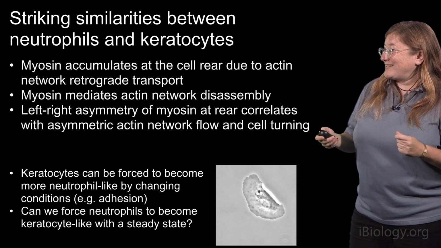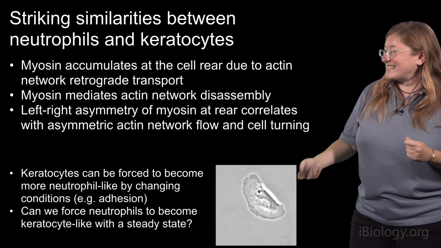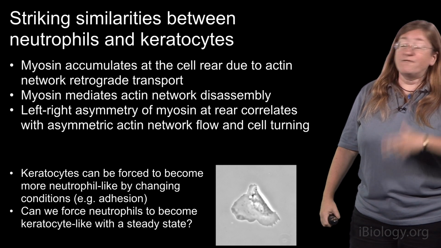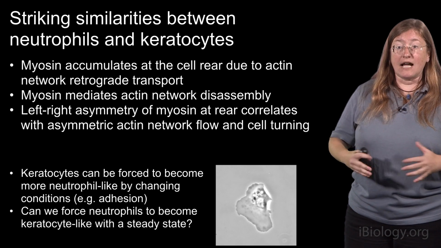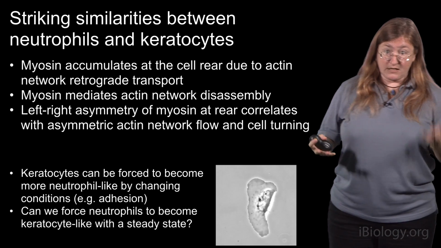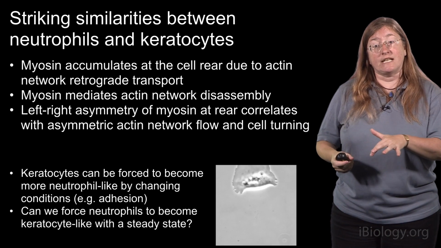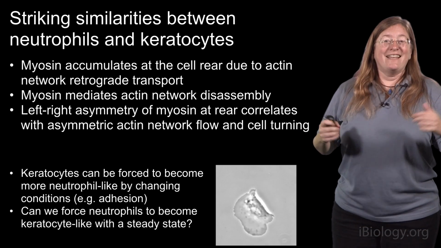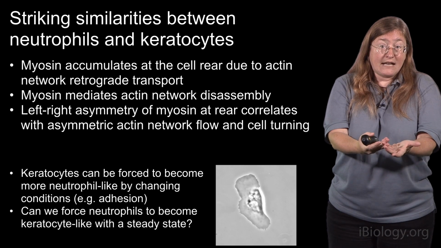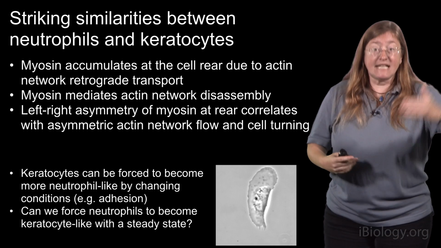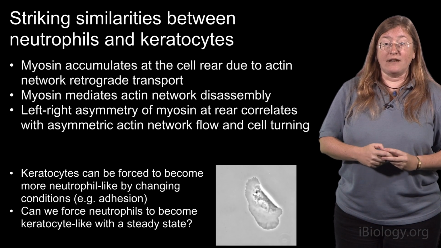Now, one last little hint I want to leave you with is, as I showed you before with this movie, we can force keratocytes to behave more like neutrophils in terms of changing their shape all the time if we simply change the environment, in particular if we put them on very, very sticky substrates. So you might wonder, can we do the flip side? Can we make a neutrophil behave more like a keratocyte, into something that will have a steady state motion where everything's happening at the same rate?